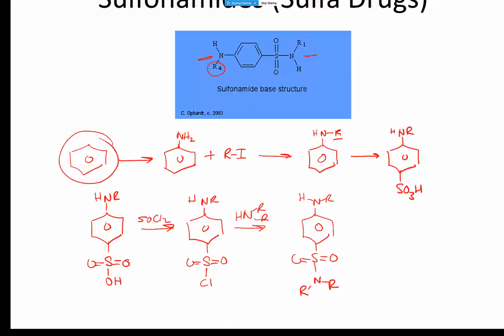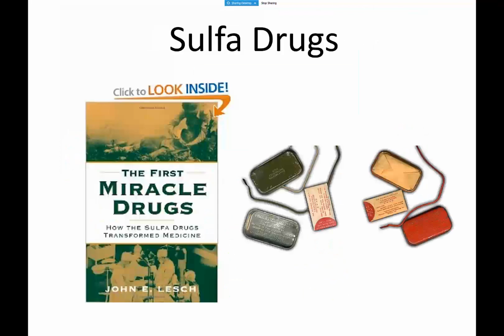Now why are sulfa drugs important? Because basically in World War II, sulfa drugs were developed to help stop infection. And so, as this book says, they were the first miracle drugs. This was actually called chemotherapy at the time. It's not the chemotherapy that we think of now, but any kind of therapy to cure cancer with a chemical would be chemotherapy. We don't necessarily have to think about radiation or anything like that.